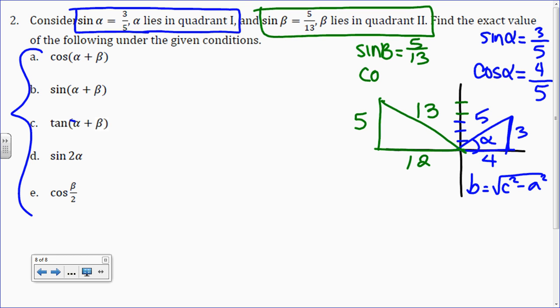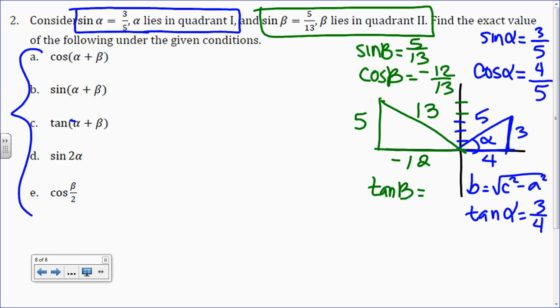So then the cosine, is it 12 or negative 12? Negative, because the x's are negative in the second quadrant. So negative 12 over 13. Then after you have that, perhaps we should get the tangent as well. So the tangent of alpha will be 3 over 4. And the tangent of beta, is it going to be positive or negative? Negative, 5 over 12. So all those little numbers, you guys have to keep them handy because you're going to need them once you start solving the problems.